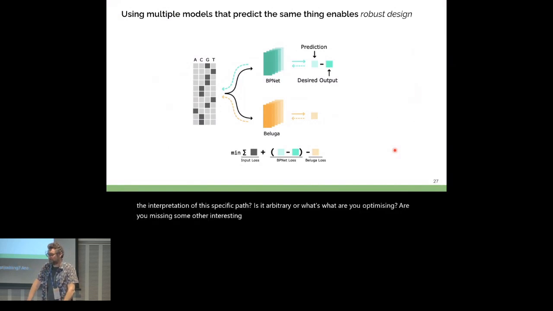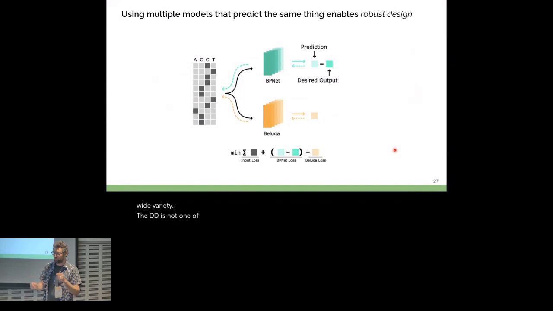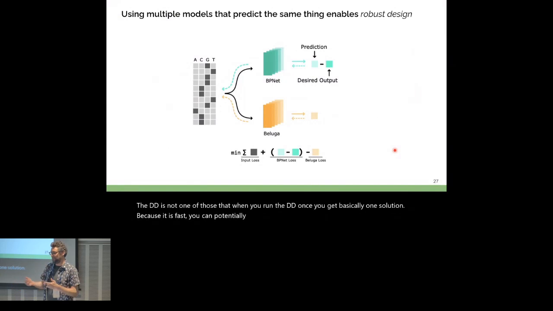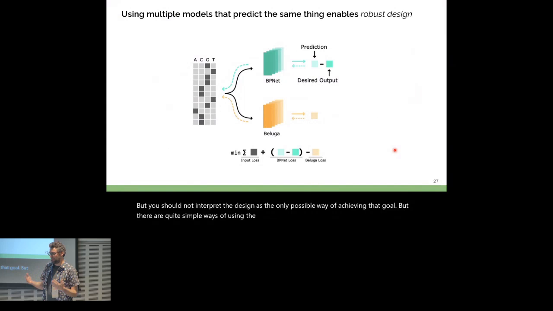That is a great point. There are methods out there that do design that focus on diversity, being able to generate a wide variety. Ledidi is not one of those. When you run Ledidi once, you get basically one solution. Because it is fast, you can potentially run it many times and each time get a different solution, but you should not interpret the design as the only possible way of achieving that goal. But there are quite simple ways of using Ledidi, by running it multiple times, each time getting a different answer.